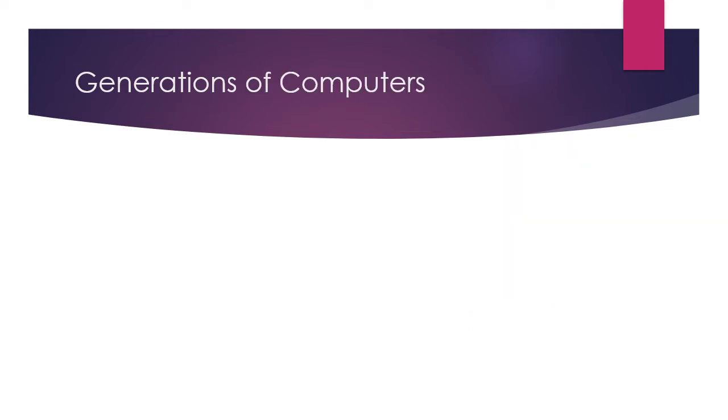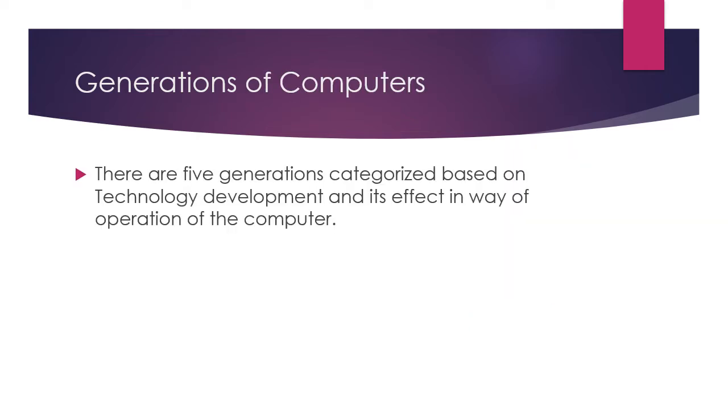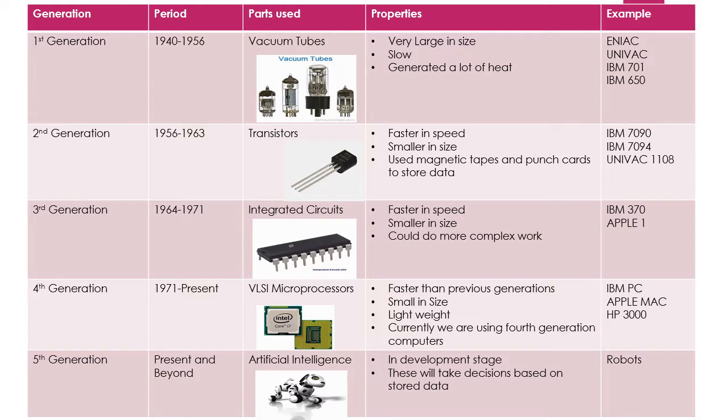Generations of computers. There are five generations, categorized based on technology development and its effect in the way of operation of the computer. Look at these. First generation. The first generation computers were developed in 1940s and that era lasted till 1956. The parts which were used in first generation were vacuum tubes.